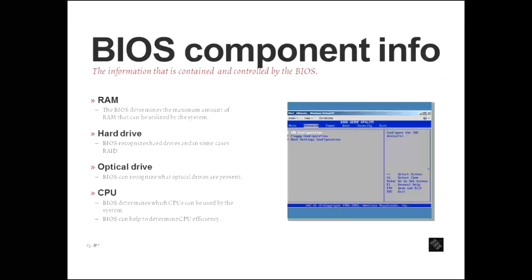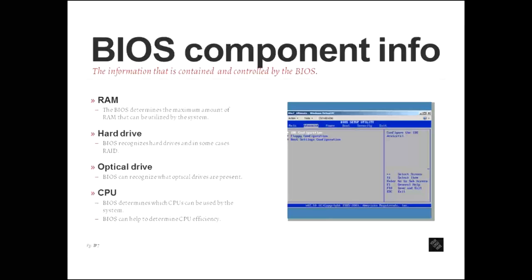Hard drives. The BIOS is how your computer recognizes which hard drives are present. And if you have the right motherboard and BIOS, it'll actually have RAID capabilities built right into it. Optical drives, the BIOS recognizes them and sets it up so that they can be seen by the operating system.